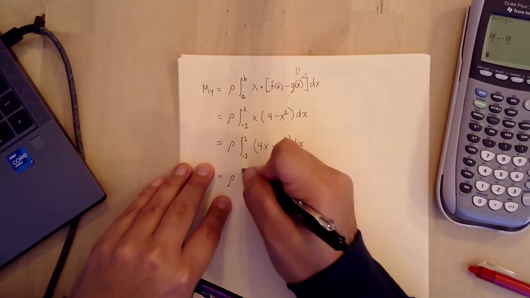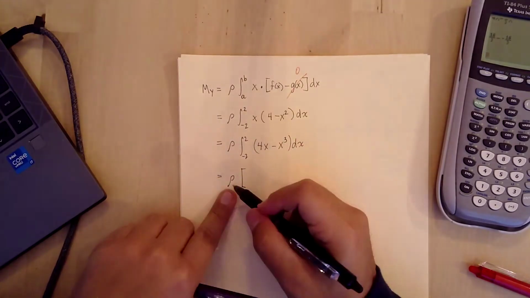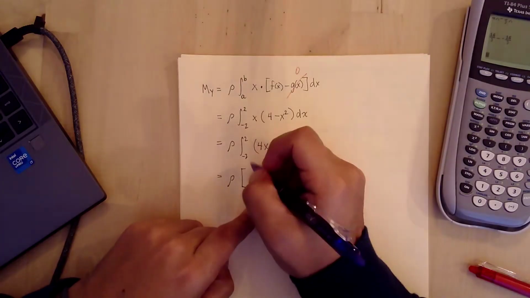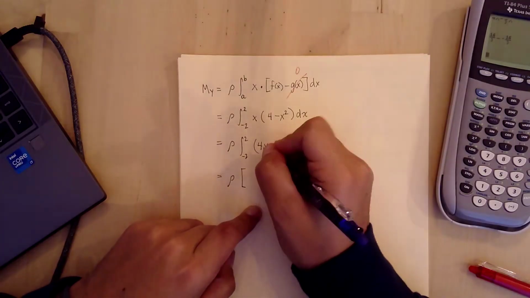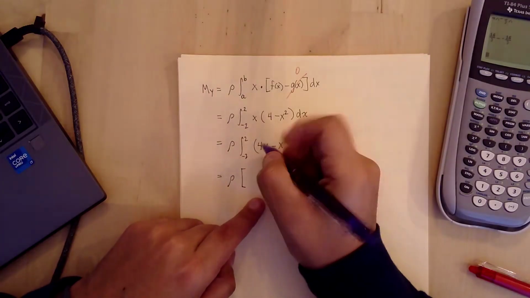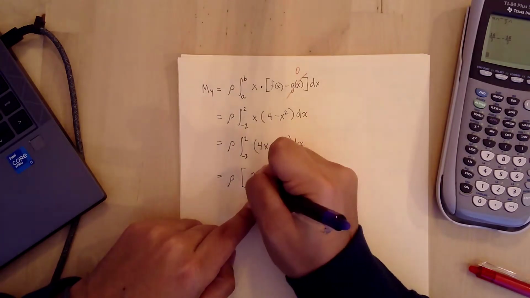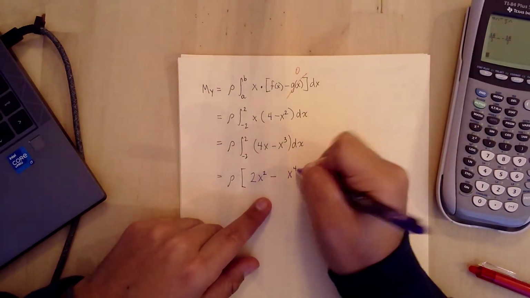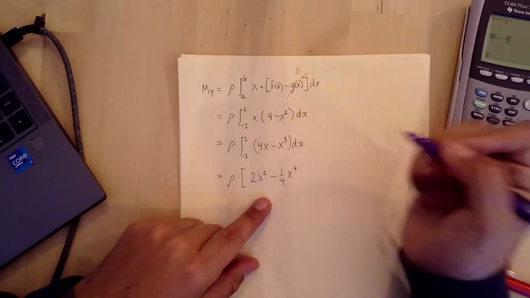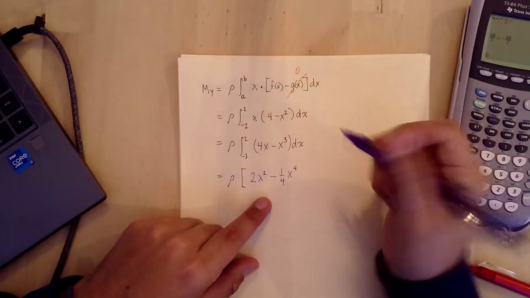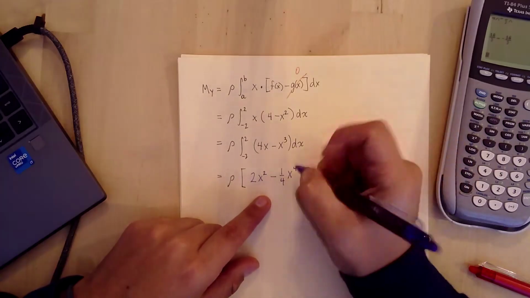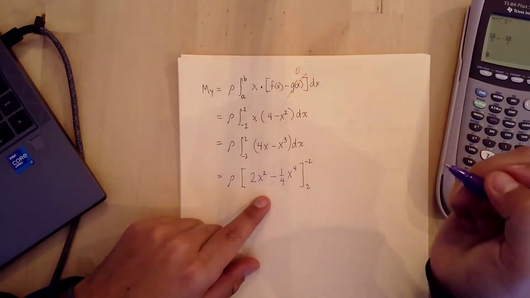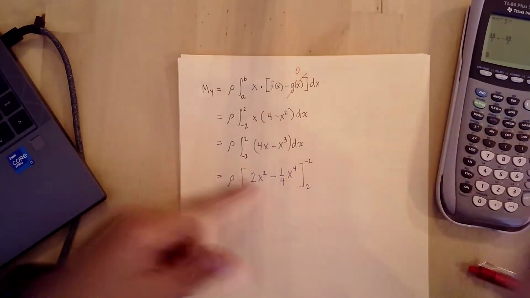We'll have a rho out here. And now when we integrate this, we'll get what? X squared, but then it'll be 4 over 2. So that's going to be 2x squared minus, this is going to be x to the fourth, and that'll be a 1/4 since we didn't have a coefficient there. So 1/4 x to the fourth, and then we're just integrating from -2 to 2. Okay, that should be pretty straightforward.